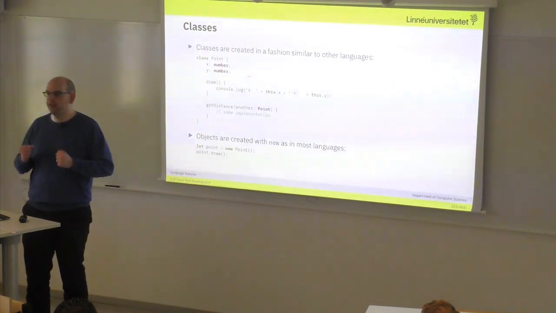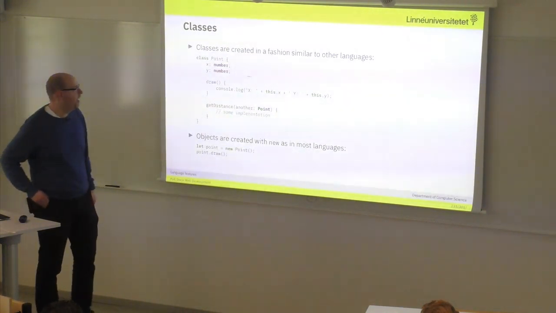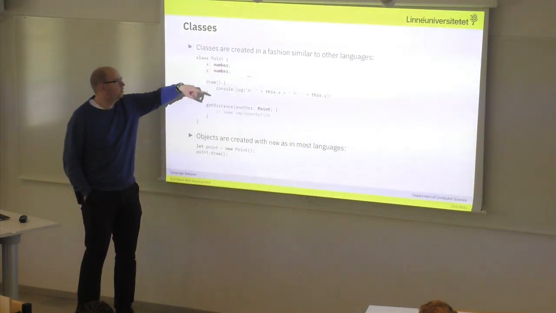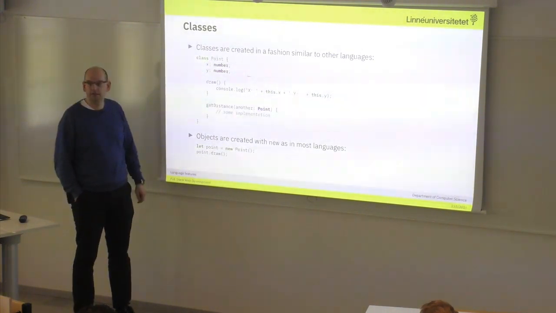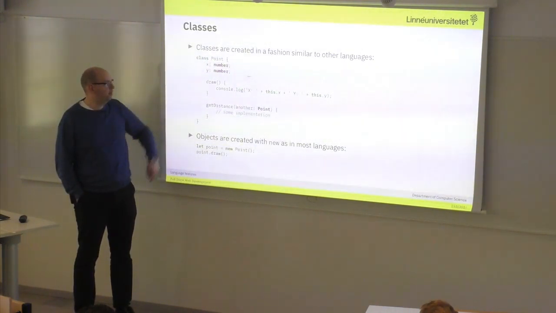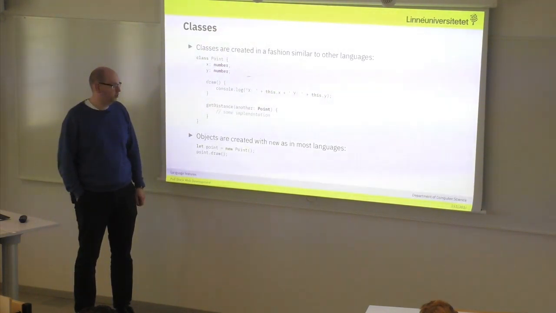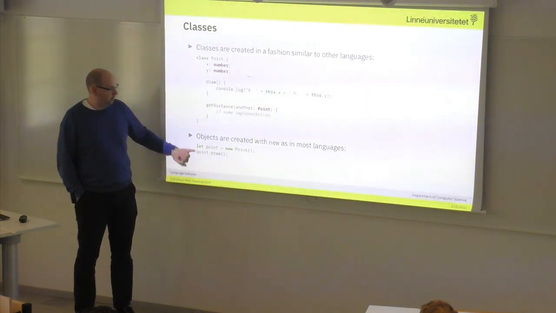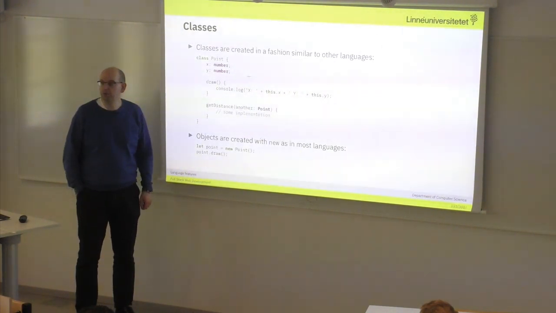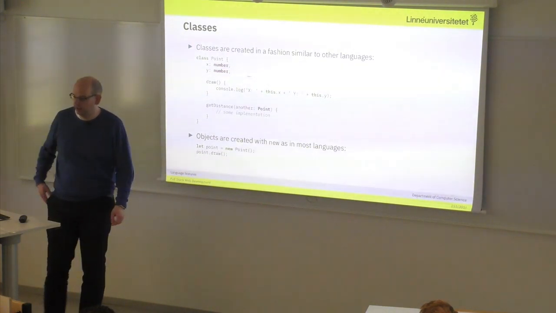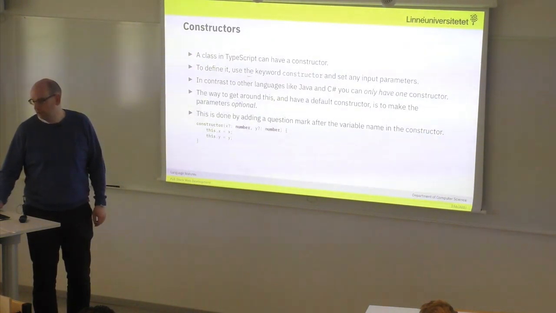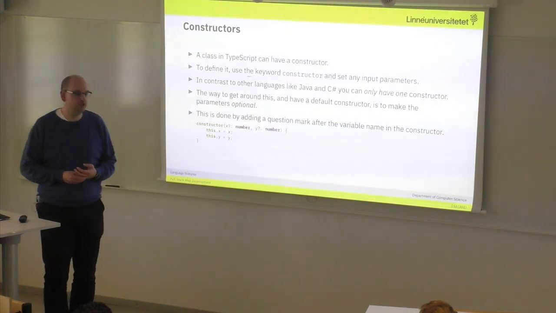And we can make classes, real classes. Yay! Class Point, x, y, declared as numbers. We have a method draw, get distance, some implementation, whatever it might be. And we create, as you see over here, objects like we do in Java. But it does have a number of additions.